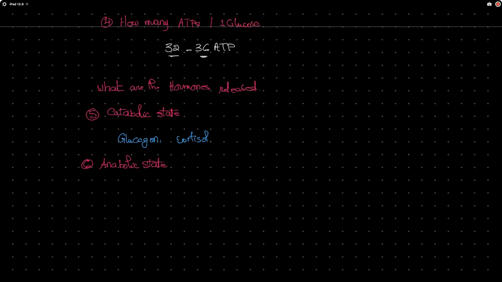And what hormone would be released during the anabolic state? If I did just eat, I have high blood sugar level. I want to store this glucose. I want to build up my muscles, build up the protein. Is this going to be my insulin? Insulin is the main hormone that gets released during the anabolic state.